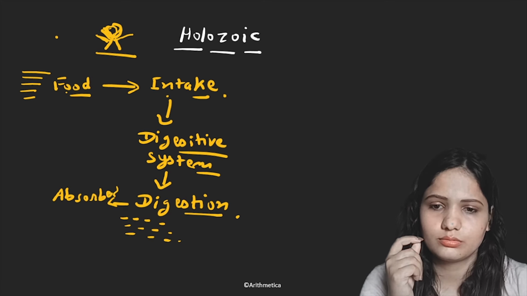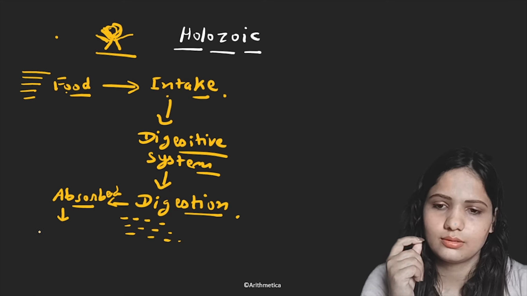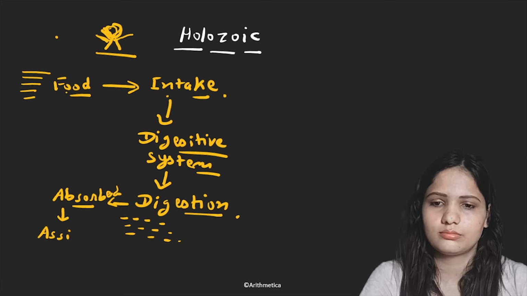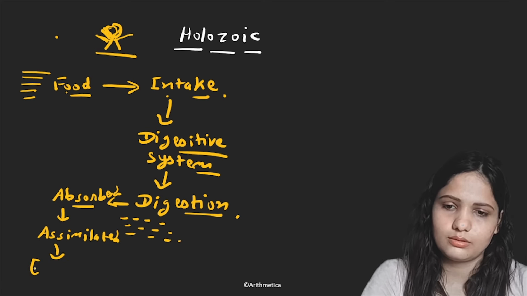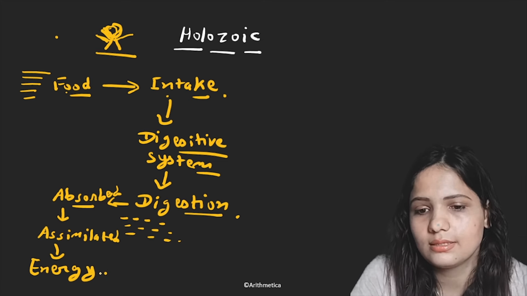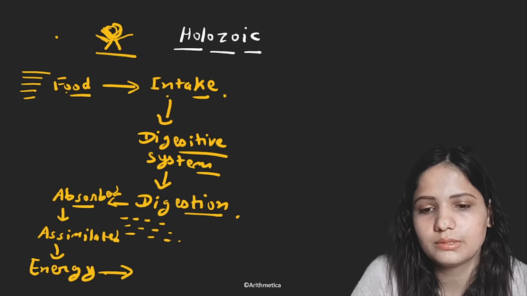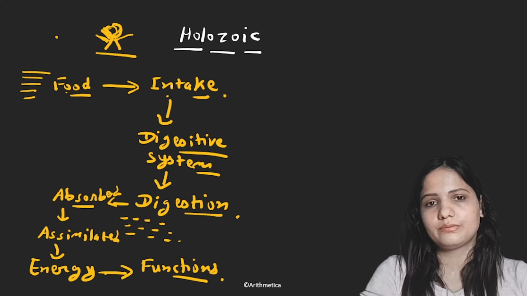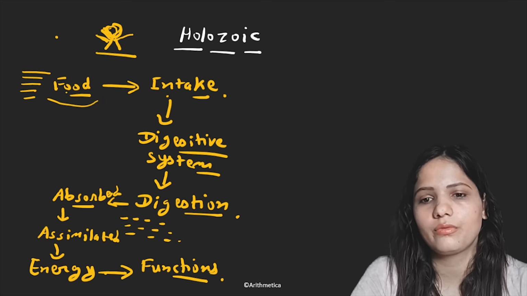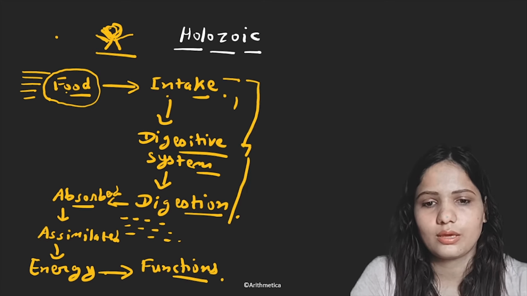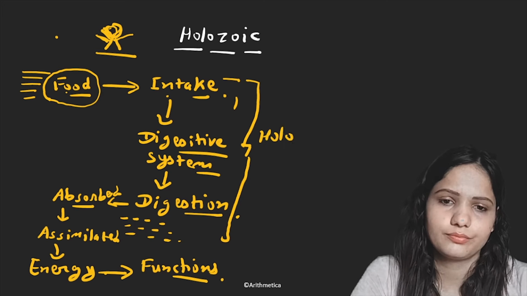Absorbed. Okay. Then assimilated, and it results in the formation of energy. This energy is used to perform body functions. Whatever functions our body performs, those functions require energy, and that energy we get from food. This process I have written here is the holozoic mode of nutrition.